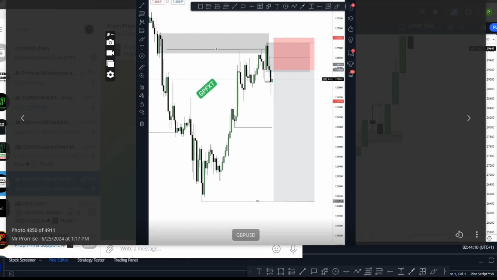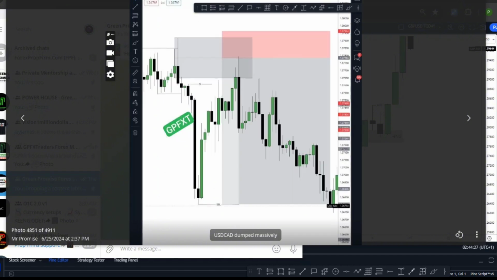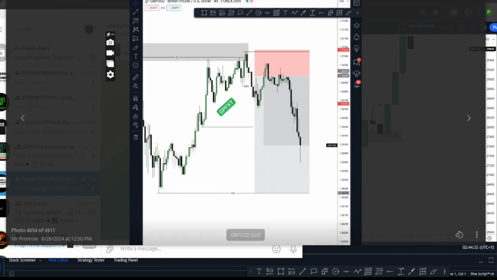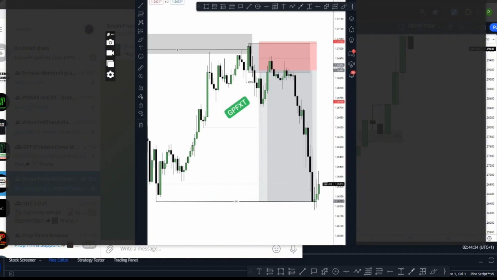Okay, that was several weeks back, and you see the dates right here. That was on the 5th of June 2024 around 1:17 p.m. So this was the setup that was called then, and I updated them every single step of the way.